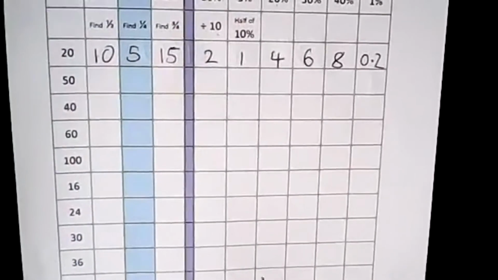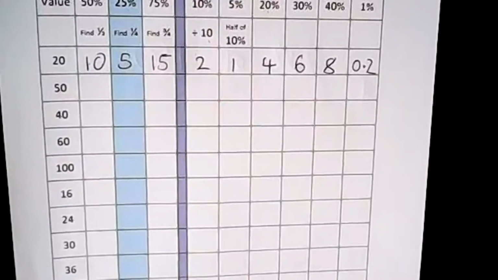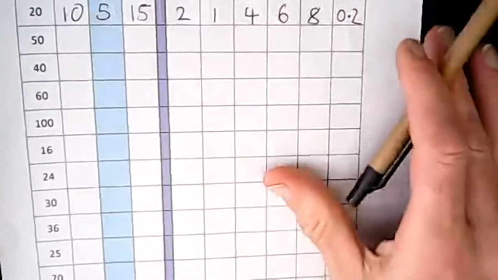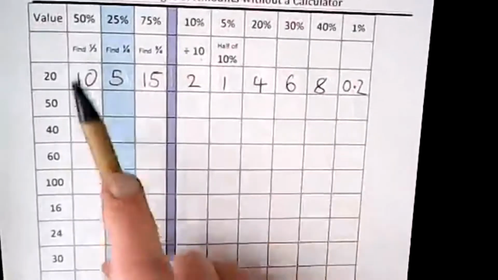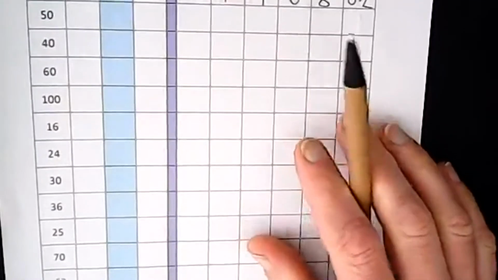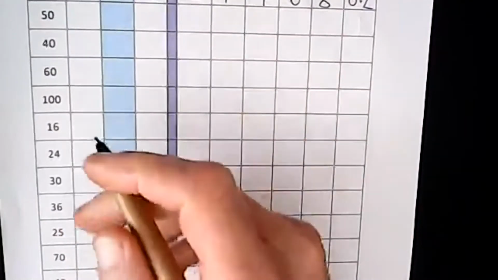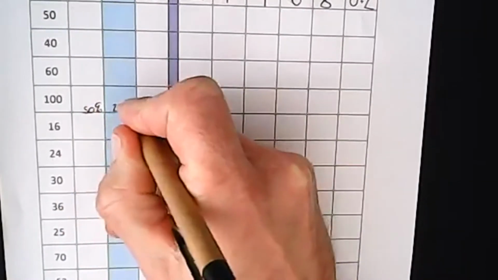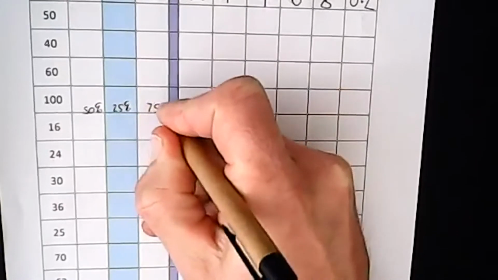So before we just do that sum, to recap on what we were doing, let's go further down this worksheet here. We need to find 50%, 25% and 75%. So let's do this 24, okay? So 50%, 25% and 75%.